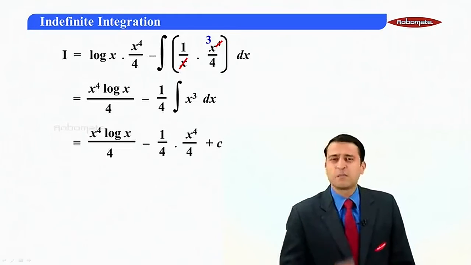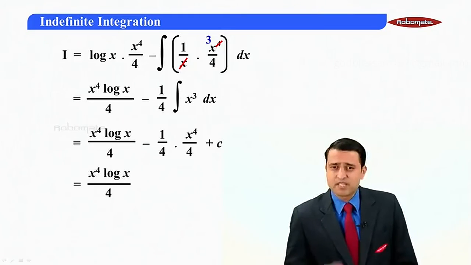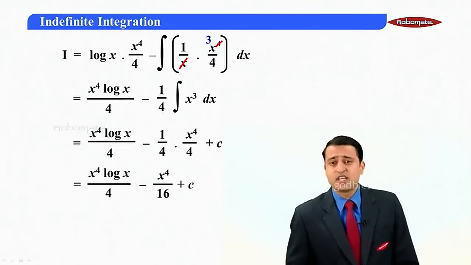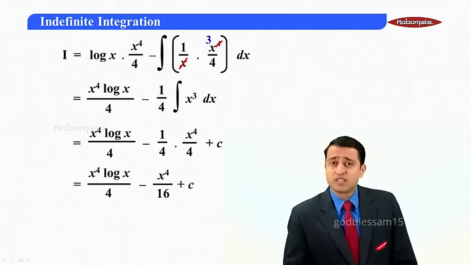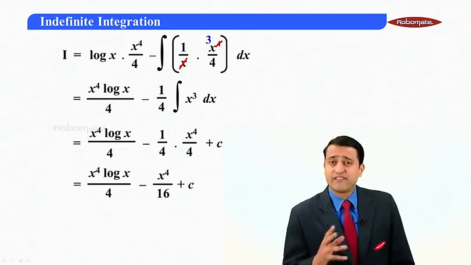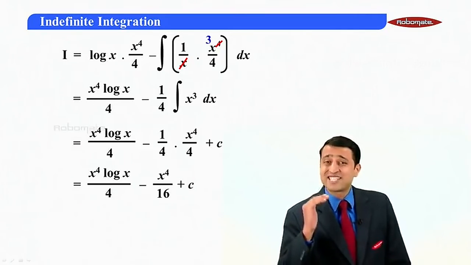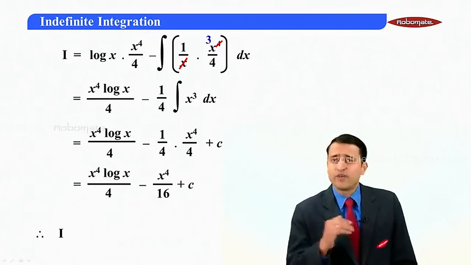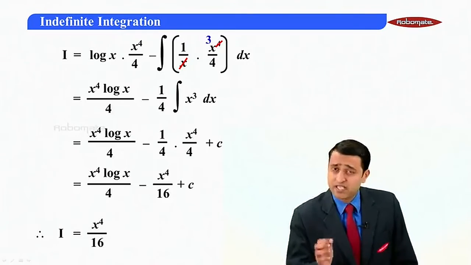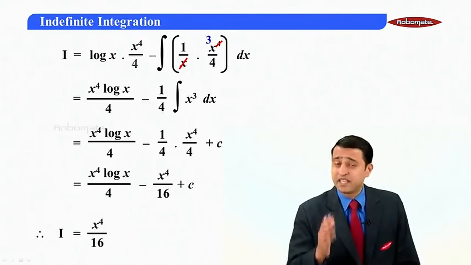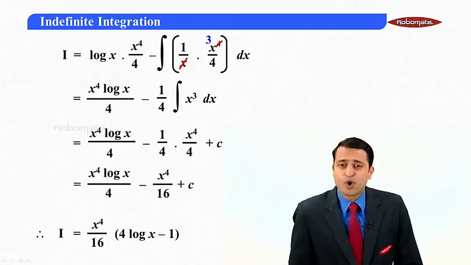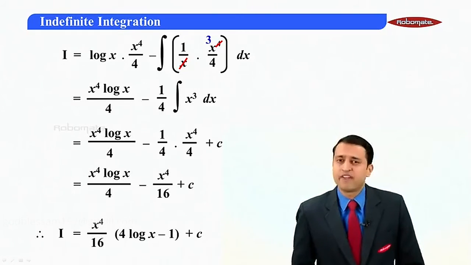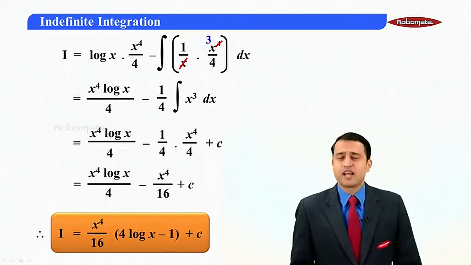Now if we can simplify, what we can write in the next step is x raised to 4 log x by 4 minus x raised to 4 by 16 plus c. I have two terms, both have x raised to 4. They have factors of 4 in the denominator. So let's take LCM and let's take x raised to 4 common. What we get is x raised to 4 by 16 into bracket. Since I am taking LCM, what I'll get is 4 log x minus 1, plus c. And this cannot be simplified further, so this becomes my final answer.